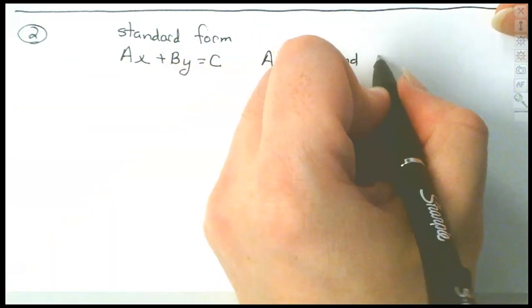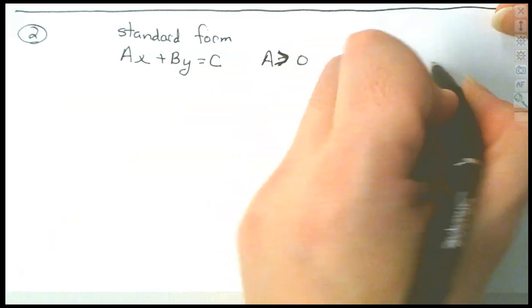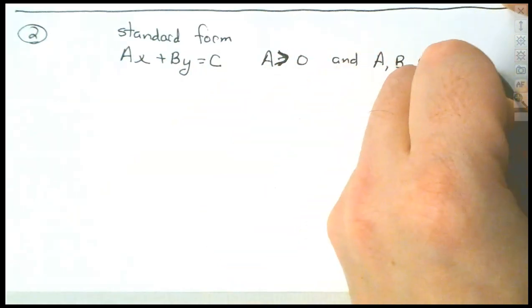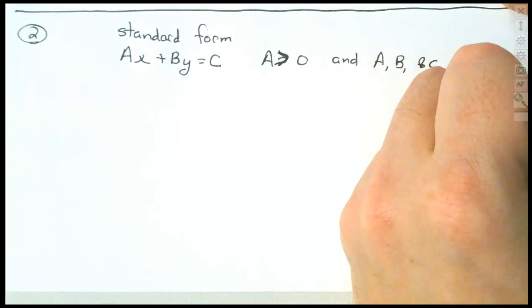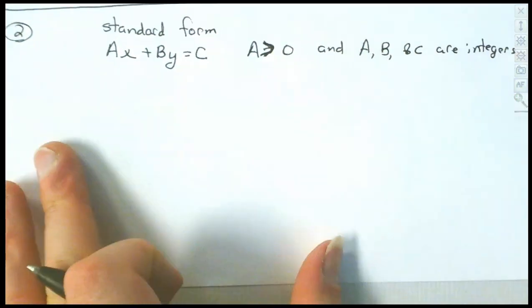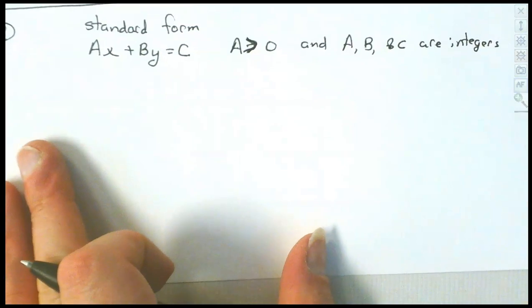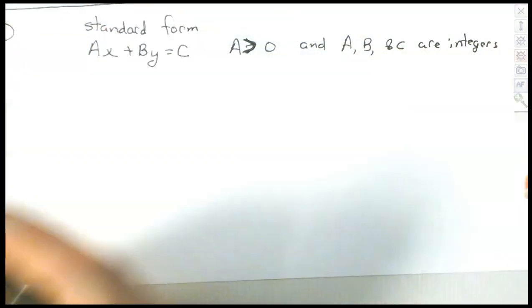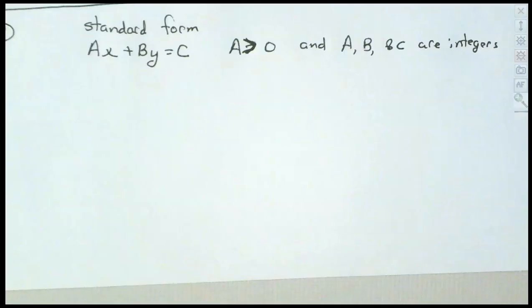And a, b, and c are integers. So no fractions and no decimals on these. If we have fractions or decimals, we have to clear them out. So a's got to be positive. A, B, and C are going to be integers. If we have decimals or fractions, we clear them out in standard form.